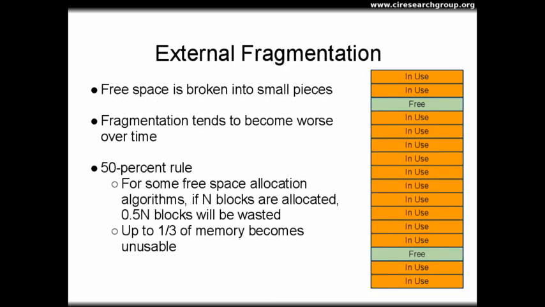There are two types of fragmentation, external and internal. External fragmentation occurs when free space in memory is broken into small pieces. Over time, as blocks of memory are allocated and deallocated, this type of fragmentation tends to become worse. External fragmentation is so bad with some allocation algorithms that for every n blocks of memory that are allocated to a process, the system wastes another half n blocks in fragments. With these algorithms, up to a third of system memory becomes unusable.